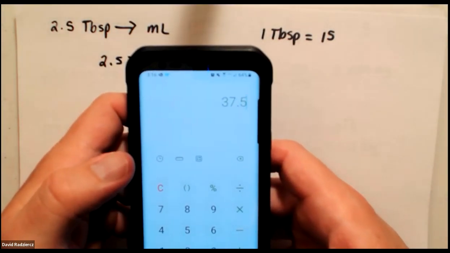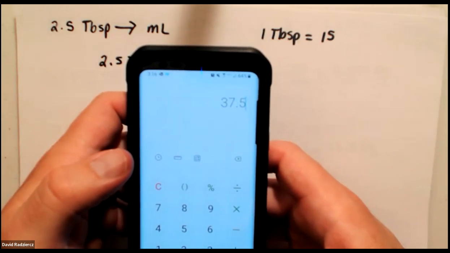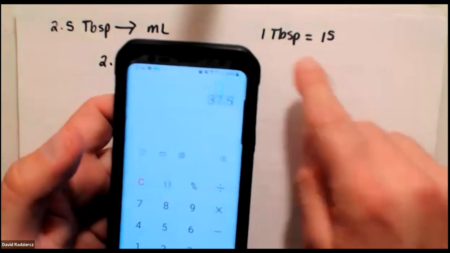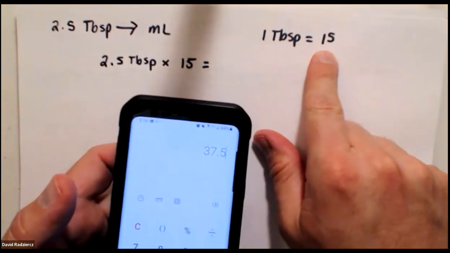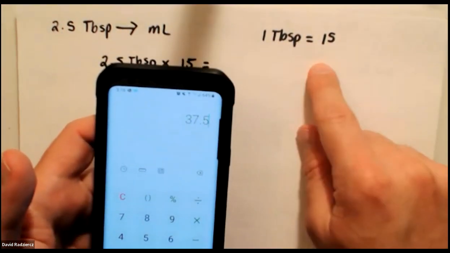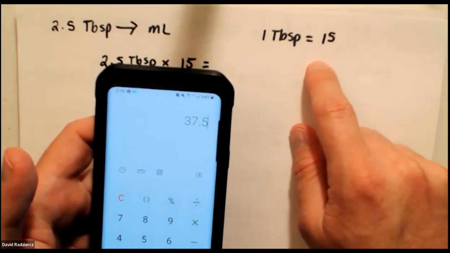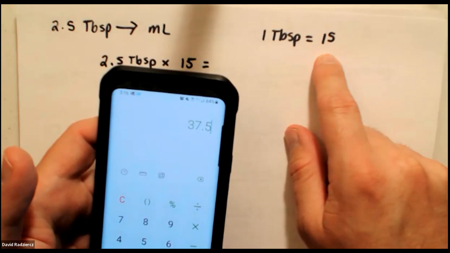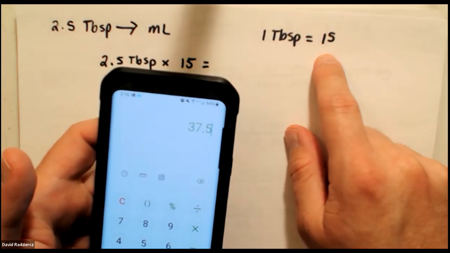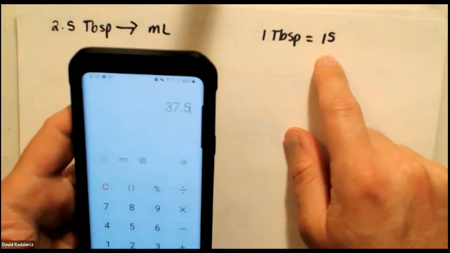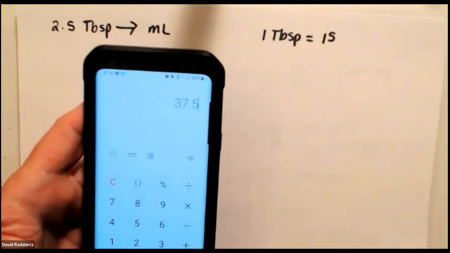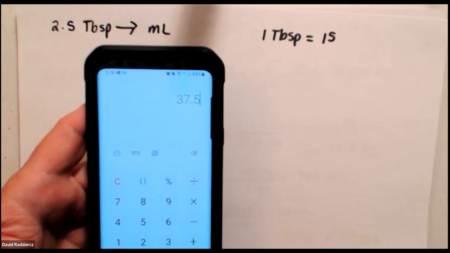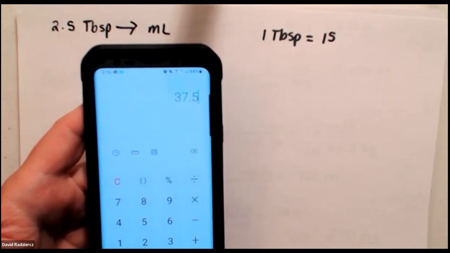And then as a check, hopefully you're sitting there thinking, okay, well, I know that 1 tablespoon is 15 milliliters. So if you write down 3.75, that doesn't seem right, because 1 is 15. So it's got to be more than 15. It's got to be at least 30 because there's 2 of them. So that can be another check that you have, and then just practice and make sure that you're putting it into your calculator. You guys get to use calculators, right?